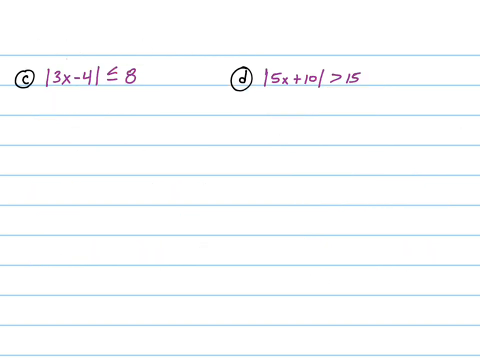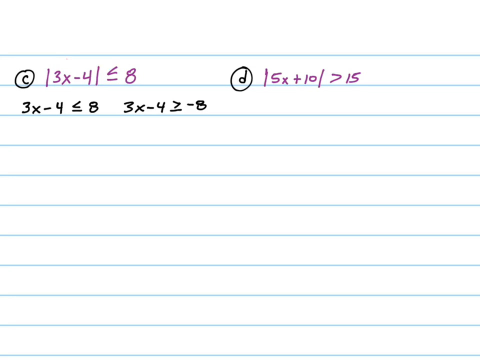Example C and D, very similar. We're going to go ahead and separate and solve. So 3x minus 4 absolute value is less than or equal to 8. So we're going to have 3x minus 4 less than or equal to 8. Then we've got 3x minus 4 is greater than or equal to negative 8.